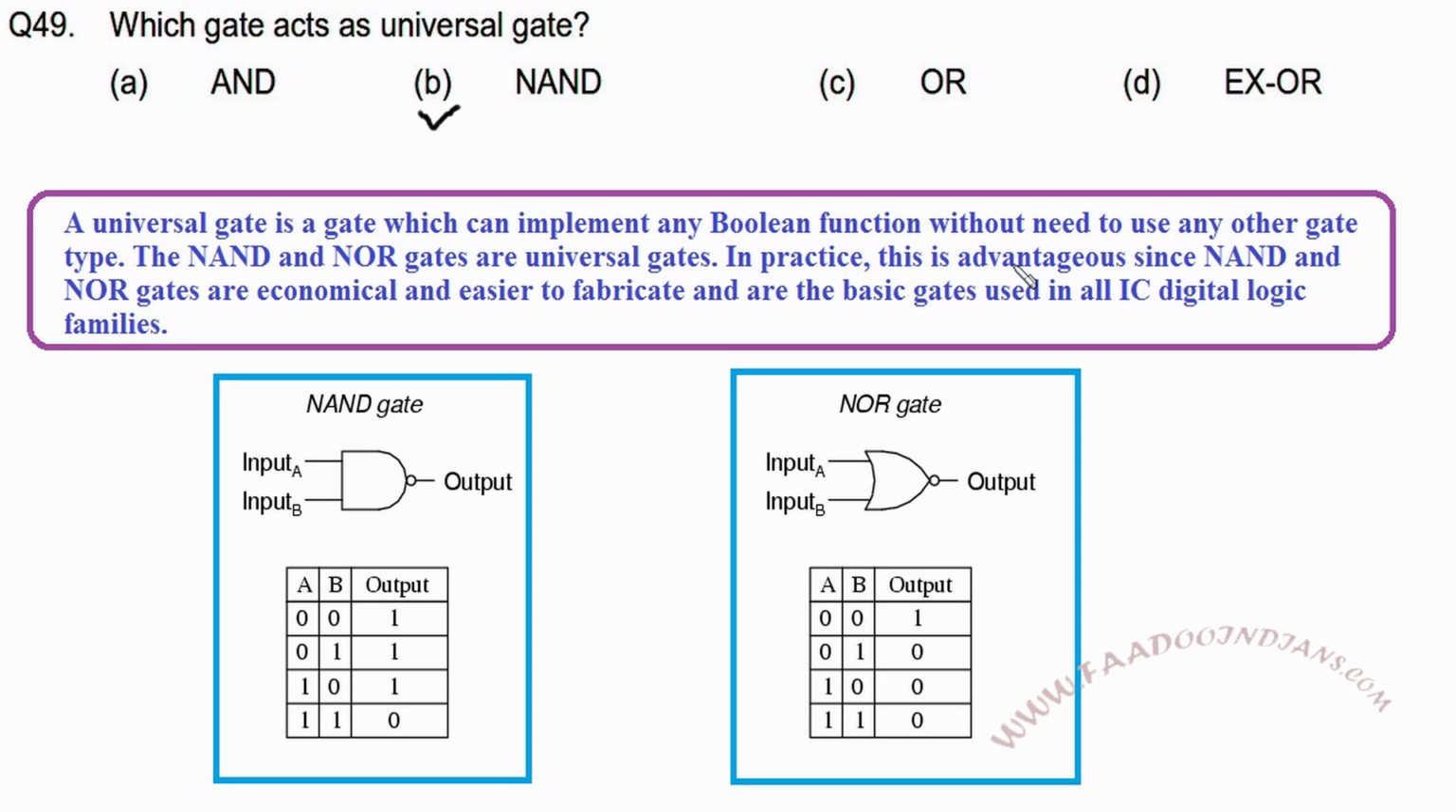In practice, this is advantageous since NAND and NOR gates are economical and easy to fabricate and are the basic gates used in all IC digital logic families. This is the symbolic representation of NAND gate, where all the outputs are 1 except 0 when A and B are 1, whereas NOR gate is just opposite. It is 1 only when both are 0, rest all outputs are 0. So the answer is B, NAND.